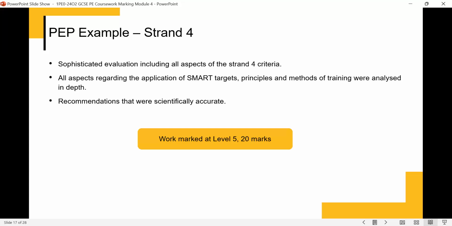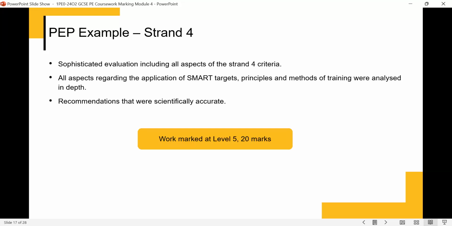So the evaluation was sophisticated, included excellent detail and depth regarding all aspects of the strand 4 criteria. All aspects regarding the application of SMART targets, principles, and methods of training were analysed in depth. It was obvious the candidate completed the training thoroughly and explained in detail how the training plan was modified in and after weeks 3 and 7 in order to allow for greater recovery. A key factor in this evaluation being given full marks is not just covering all aspects of the criteria, but the detailed reasoning with specific examples from the training logs supplied in the appendix. So the candidate was awarded top of level 5 and 20 marks.